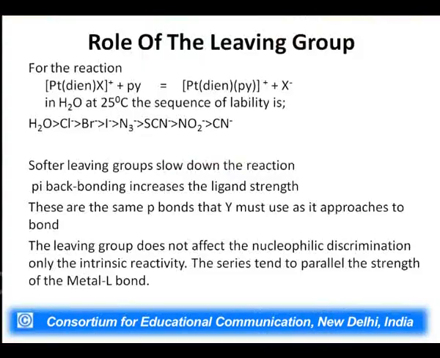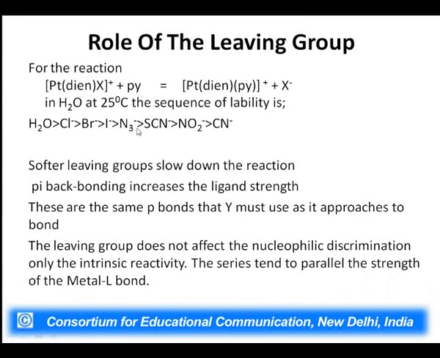When we talk about the leaving group, the rate of reaction also depends upon the metal-ligand bond strength, that is, which bond is to be broken. Let us take the example of this platinum complex, where X is substituted by pyridine. At 25 degrees centigrade, the lability of the complex, that is the rate of reaction, is in this order: nitrate is more labile as compared to chloride, bromide, iodide, and cyanide is at the end.